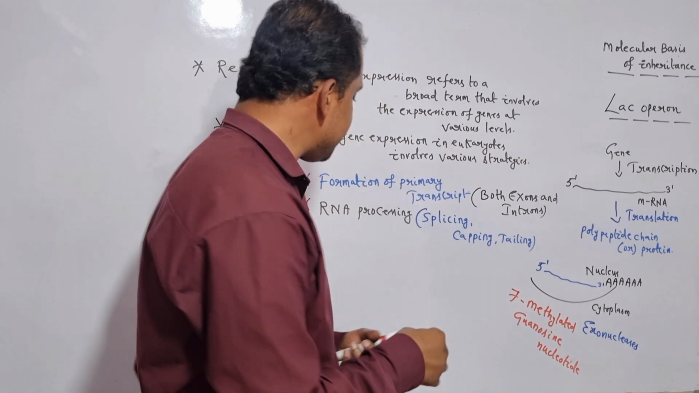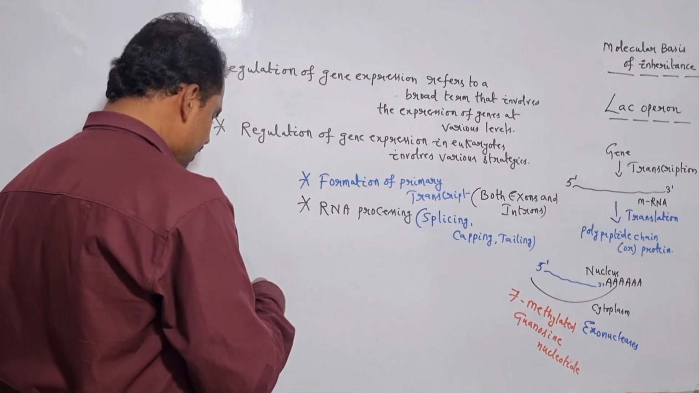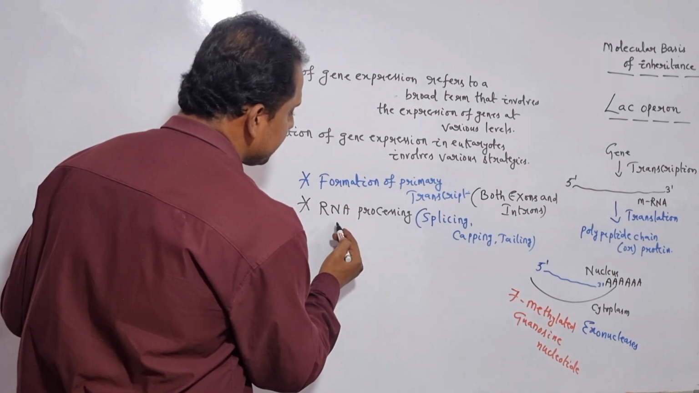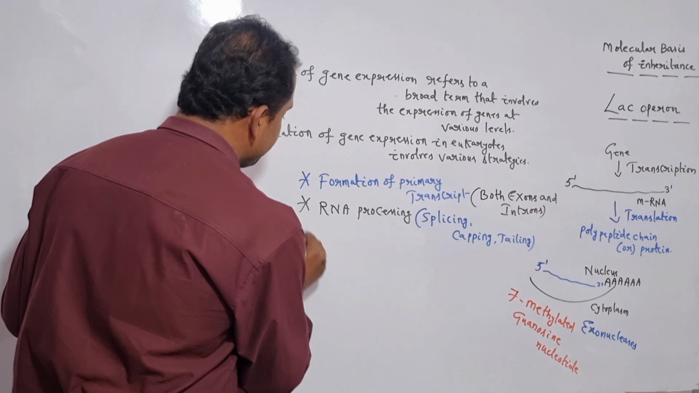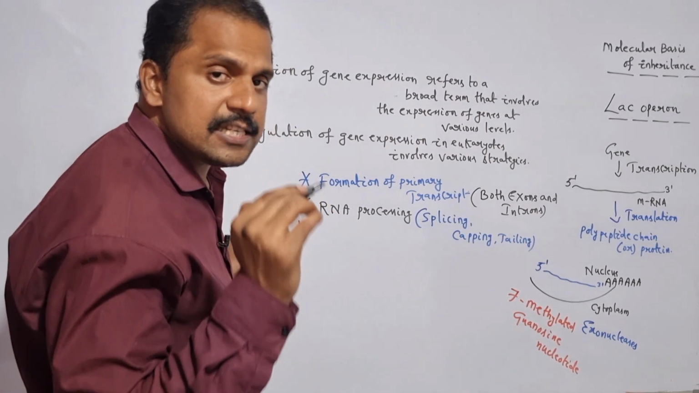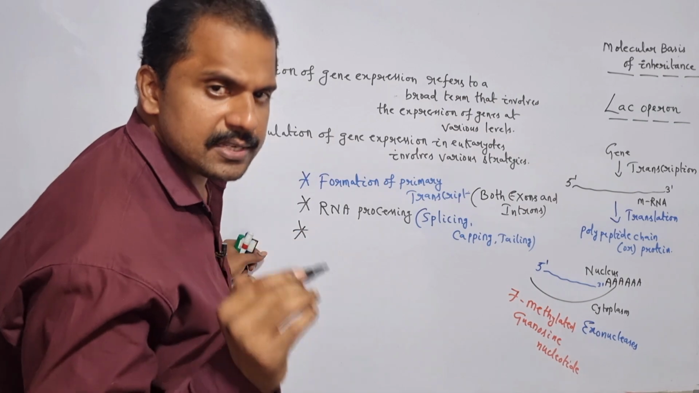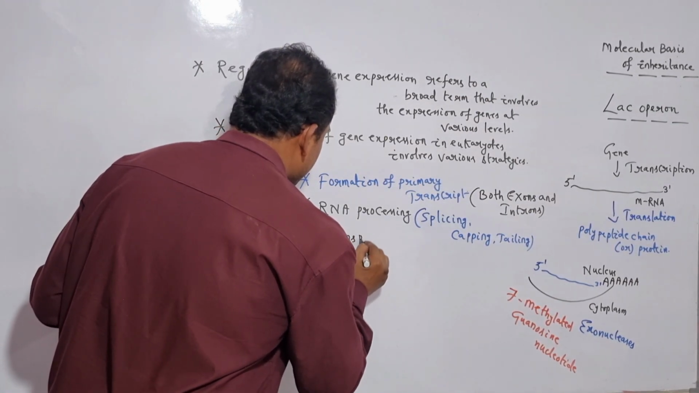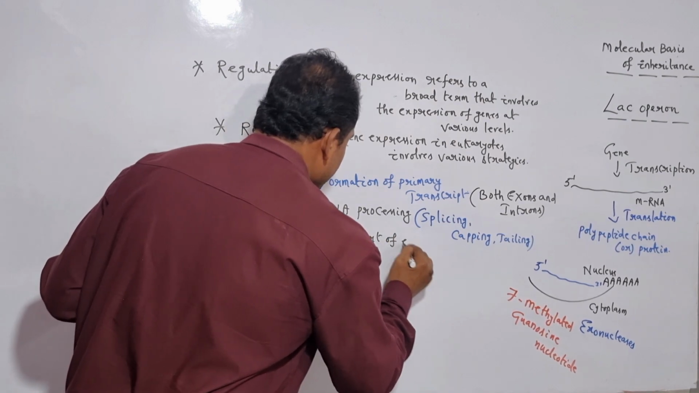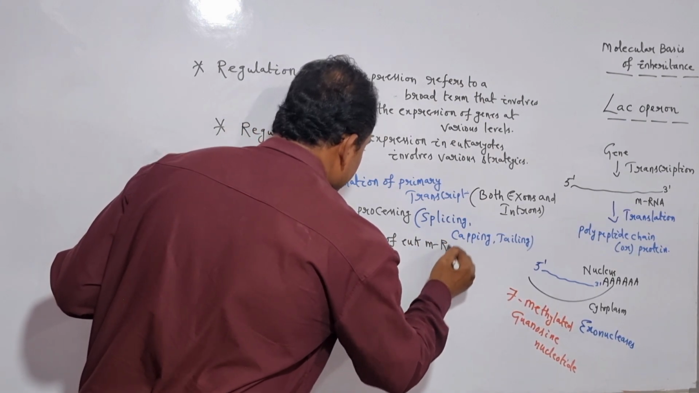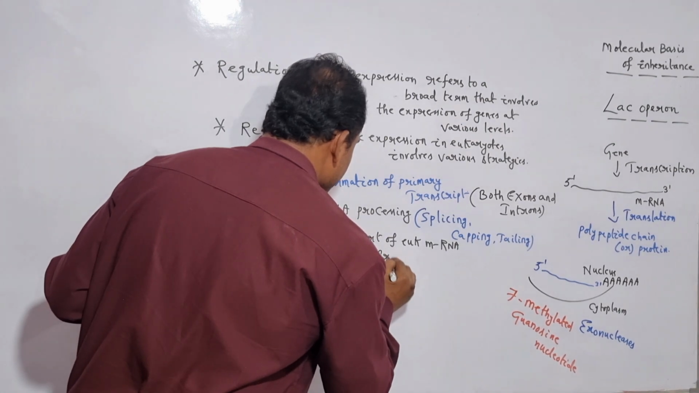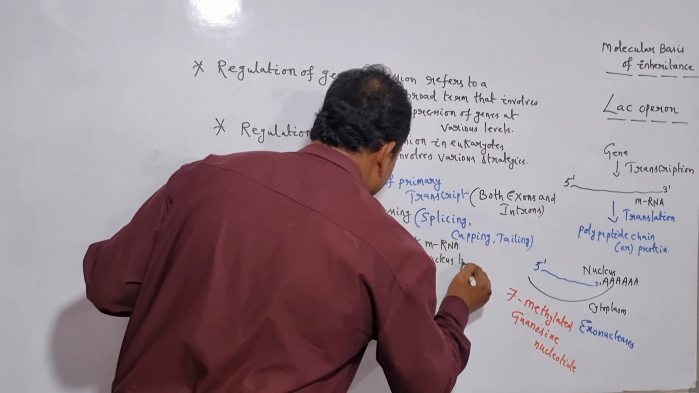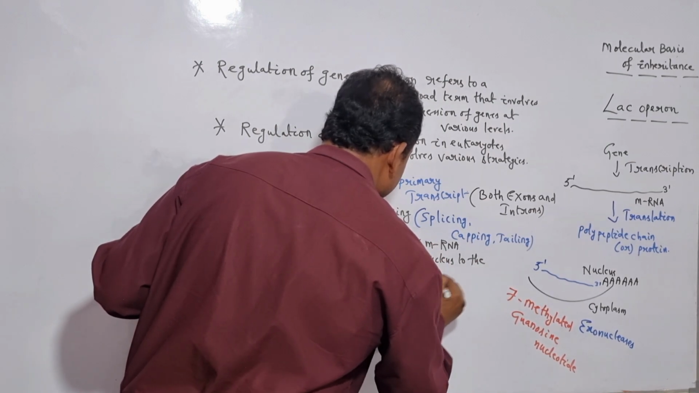And the other specific strategy here it is nothing but what? Transport of mRNA from the nucleus to the cytoplasm. So here after the successful organization of RNA processing, the next specific strategy here it is nothing but what? Transport of the eukaryotic mRNA from the nucleus to the cytoplasm. So let me write it here. Transport of eukaryotic mRNA from the nucleus to the cytoplasm.